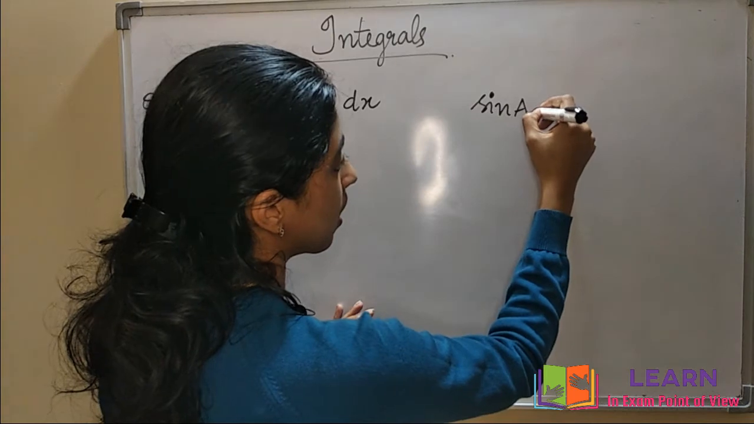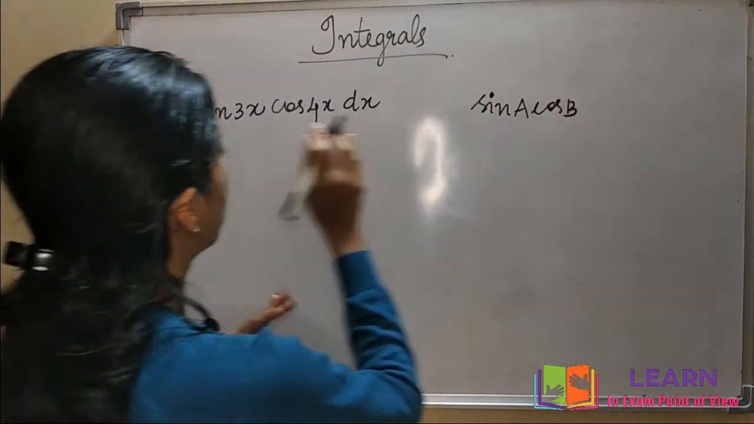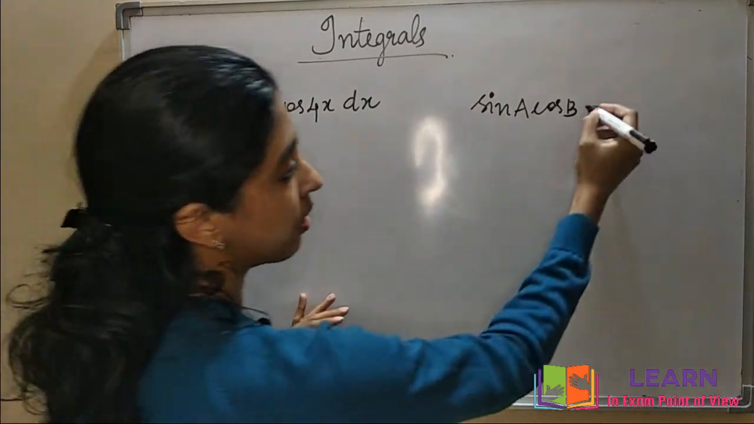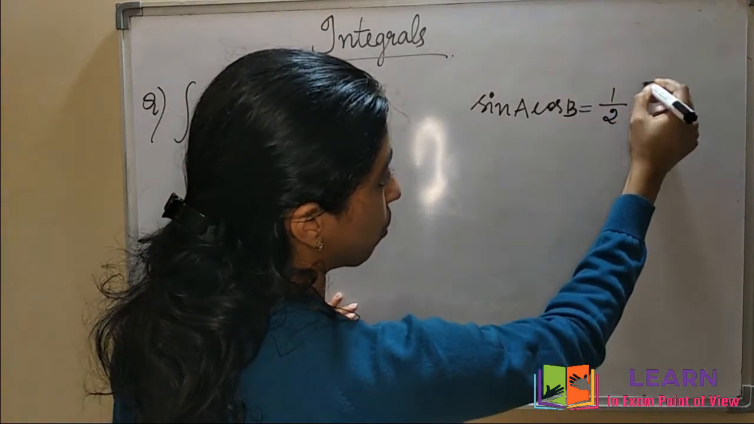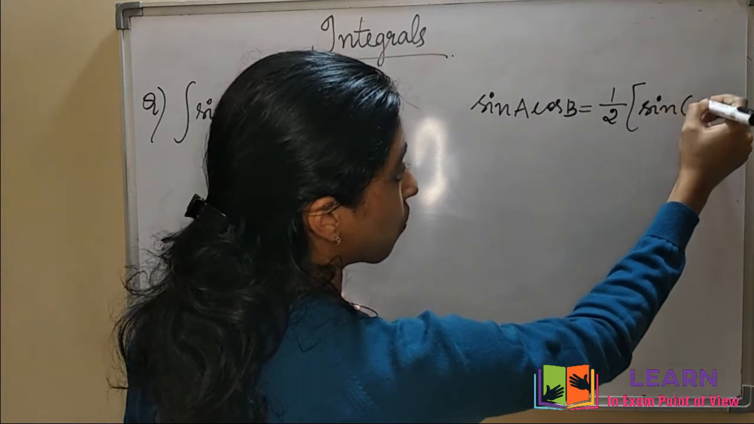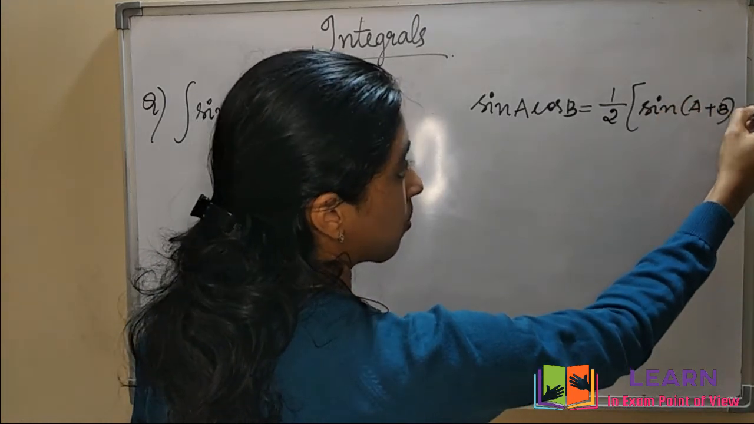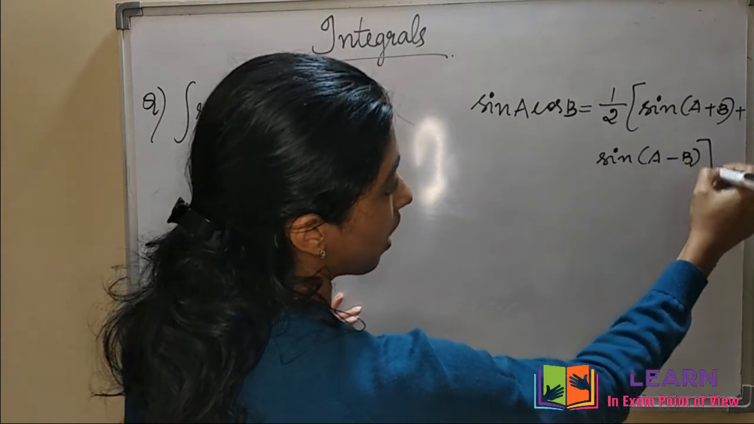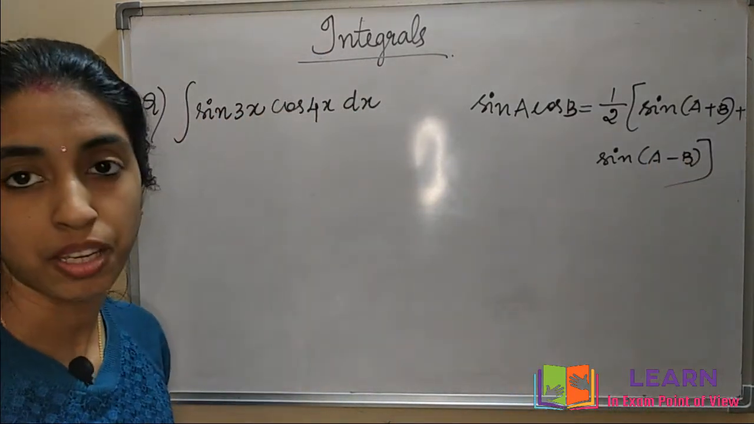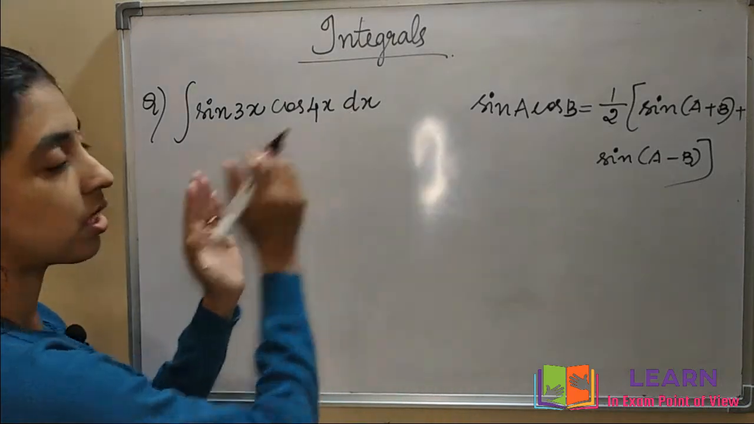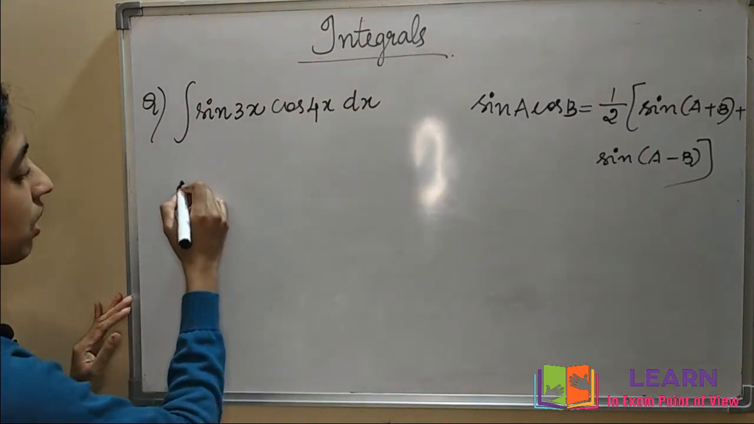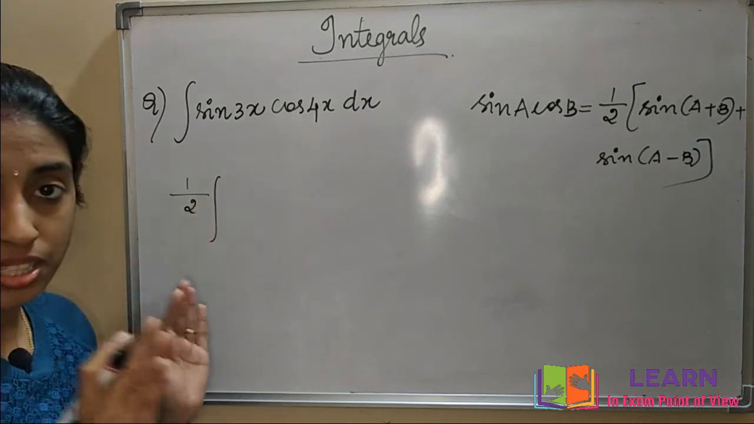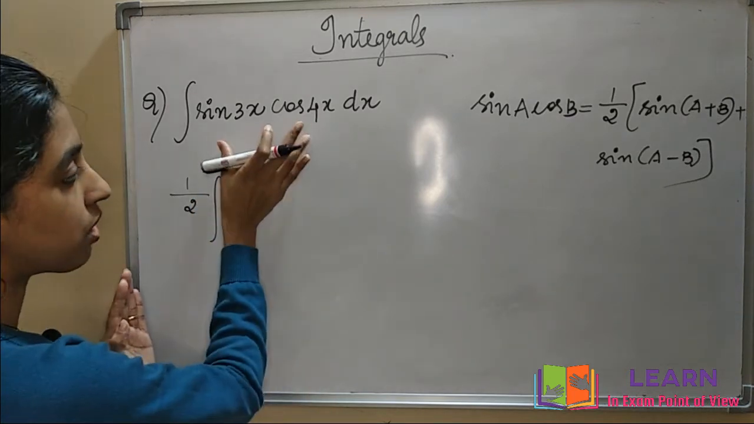Sin A cos B. Here sin 3x cos 4x. Sin A cos B is what? There is a formula: half into sin of (A plus B) plus sin of (A minus B), which is the expansion of sin A cos B. So we can apply this formula here directly. We have half, you can put outside the integral. We are not integrating yet, just applying the formula.